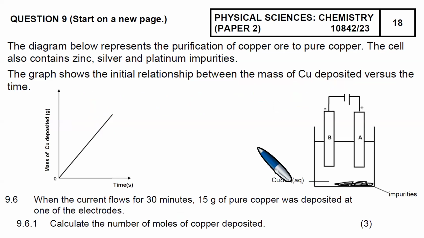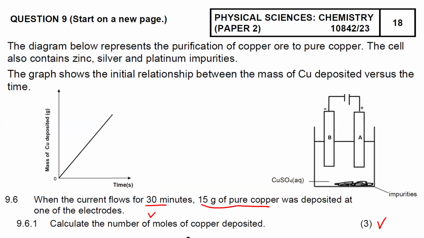That was 9.5. When the current flows for 30 minutes, 15 grams of pure copper was deposited at one of the electrodes. Calculate the number of moles of copper deposited for 3 marks. Let's look at this question. Grade 11s and grade 10s and matrix, you need to learn how to do chemistry calculations that involve mass. At this point, you need to use the formula to calculate the number of moles of copper deposited.